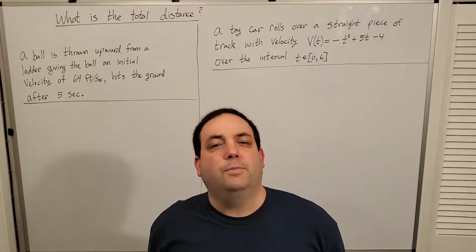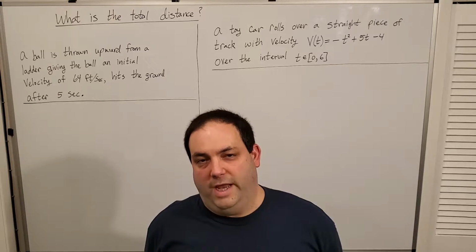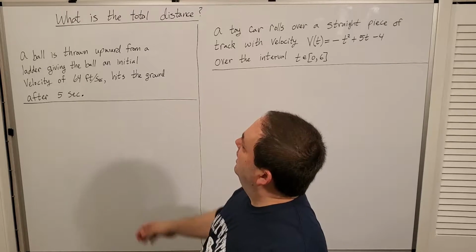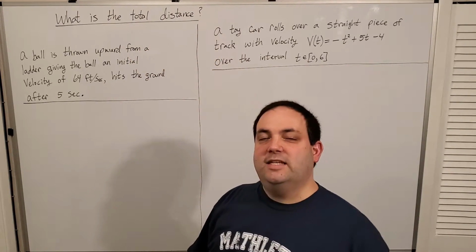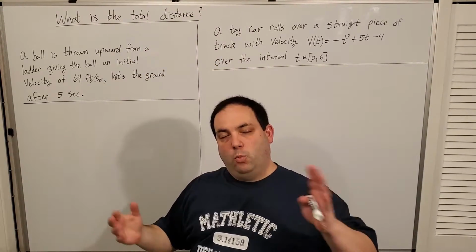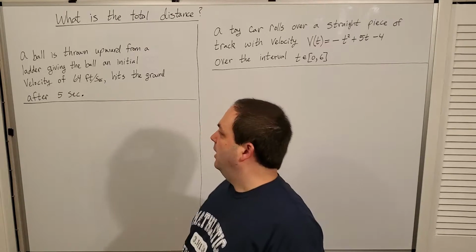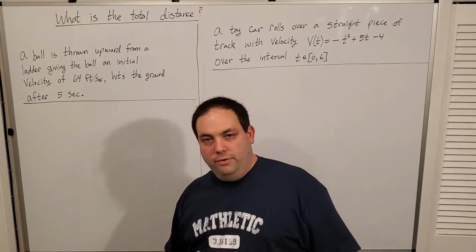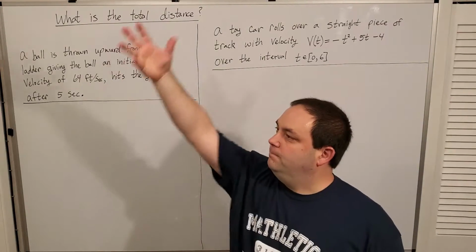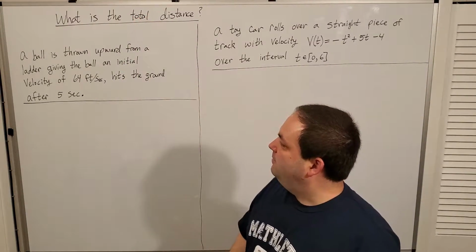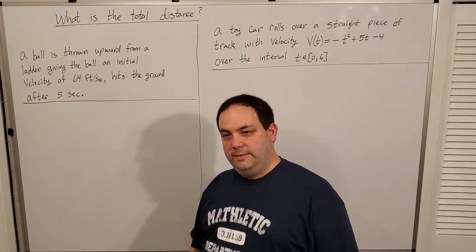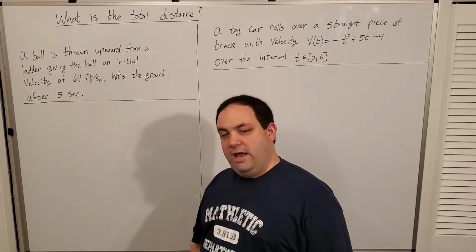First, let's do a couple of examples of total change. On both examples, we're going to calculate the total distance traveled by whatever the objects are. Okay? So first application, a ball is thrown upward from a ladder. Whee! And it has an initial velocity of 64 feet per second. And it hits the ground after 5 seconds.